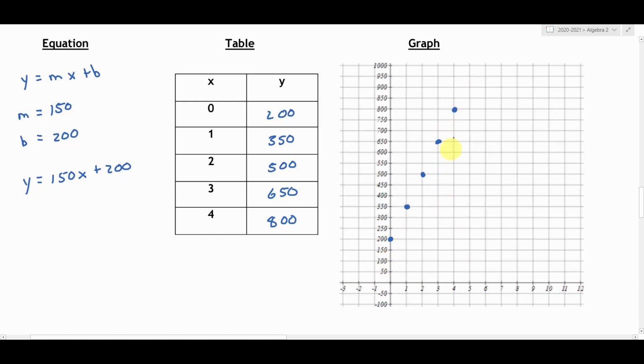And we start to see our graph taking its shape. It looks like it's creating a line for us. So I'm going to draw in a line on top of those points. There we go. And there's my graph, right? So I took a situation, I modeled it with an equation, a table, and a graph. And you'll see something similar to that on the test here.